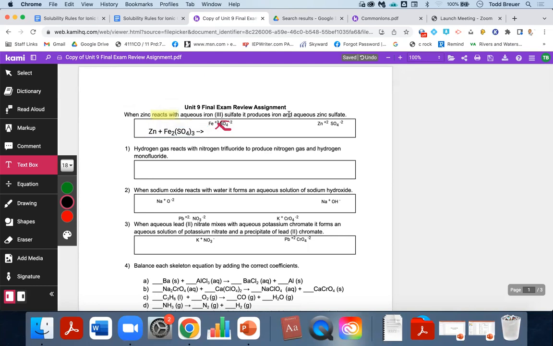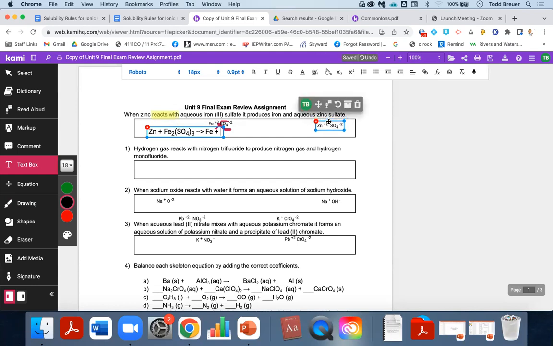It produces iron, right? Produces is a keyword. Iron is produced. So we know that we're just going to write the symbol for the element iron right from the periodic table. And another compound, aqueous, dissolved in water. Look at this ionic compound. Again, it begins with a metal, right? Where am I getting these charges from? Zinc is 2 plus and sulfate is 2 minus.